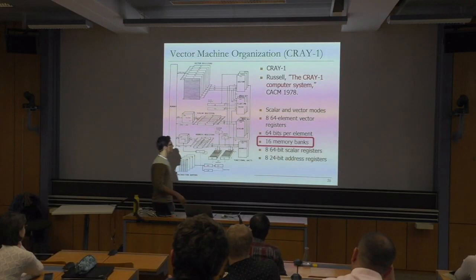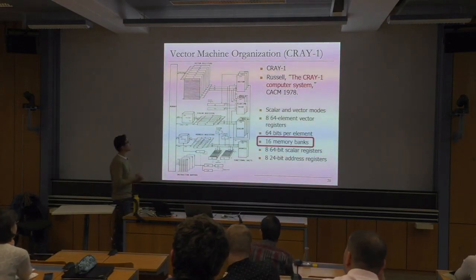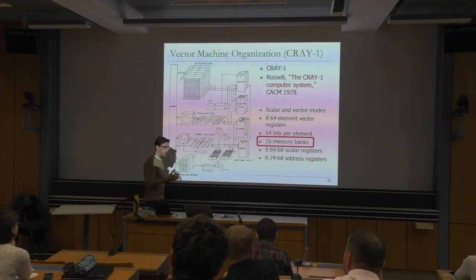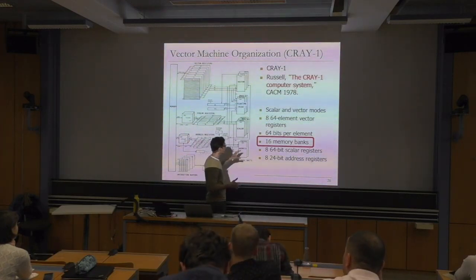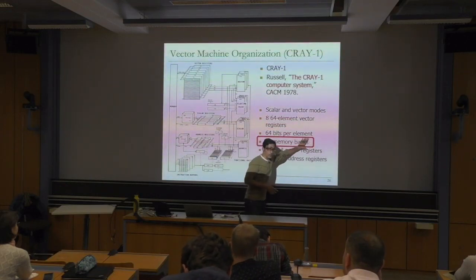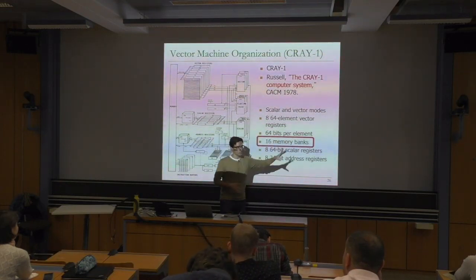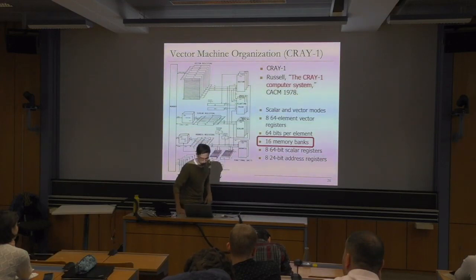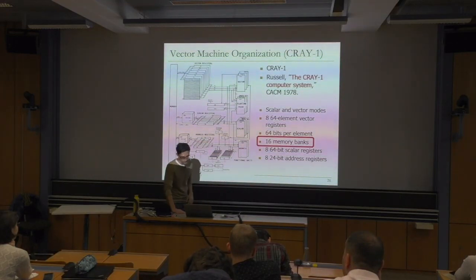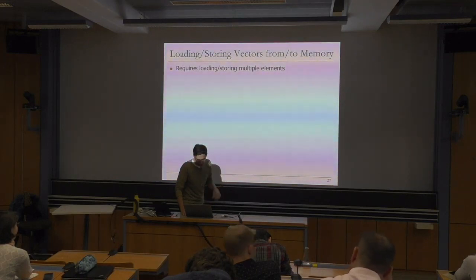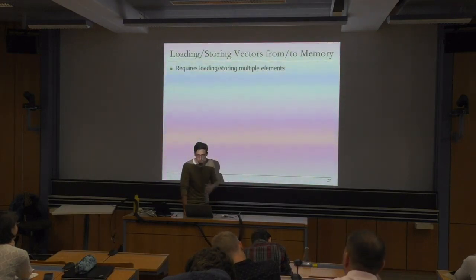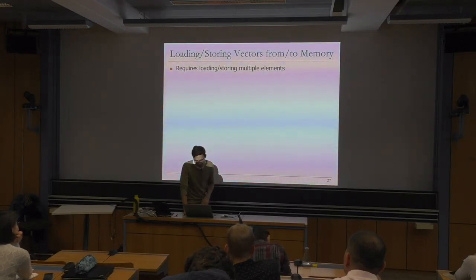Okay, and much of the success of this vector processing is based on the fact that we can access memory pretty efficiently. And why is that? Because we can use multiple banks in memory. In this particular machine, for example, 16 memory banks. And let's see what we mean about the memory banks and about accessing memory in an efficient manner for vector processors.